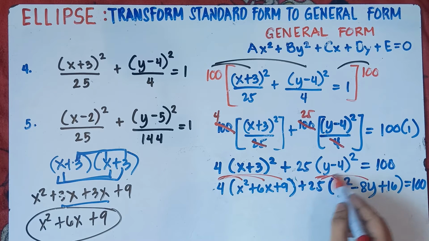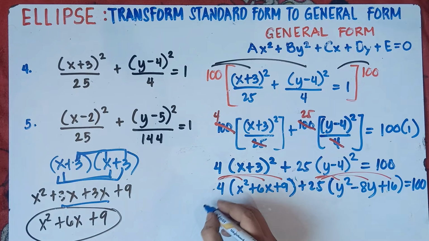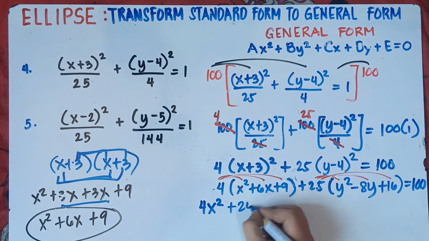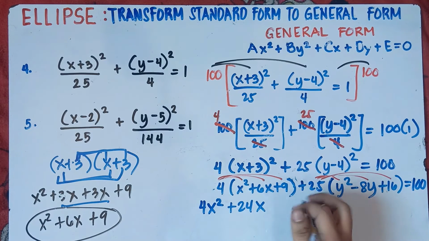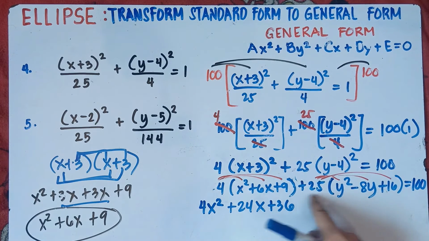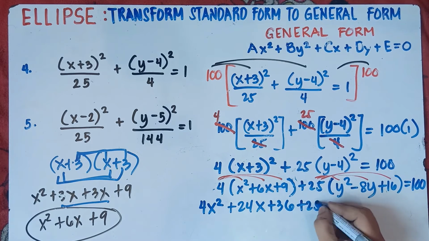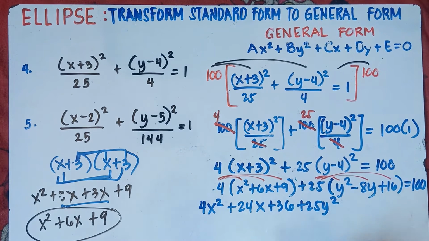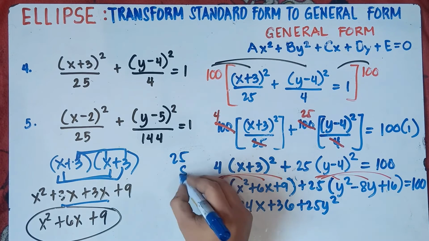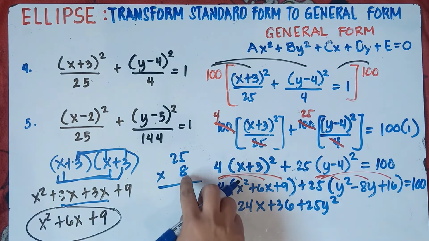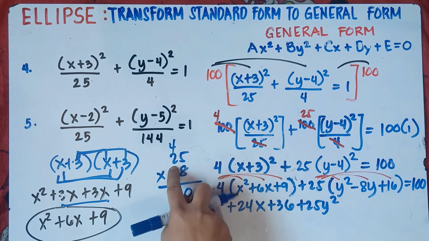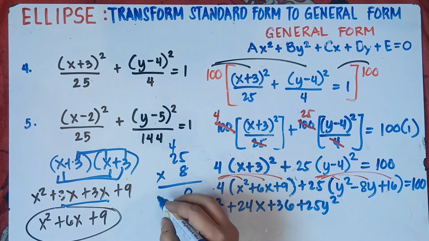You multiply. So this will be 4 times x squared, that would be 4x squared. 4 times 6x, that's positive 24x. 4 times 9, that's positive 36. Then positive 25 times y squared, that's positive 25y squared. 25 times negative 8y, so let me multiply. 25 times 8. So this will be 8 times 5 is 40, 0 carry 4. 8 times 2 is 16, plus 4 is 20, 200.